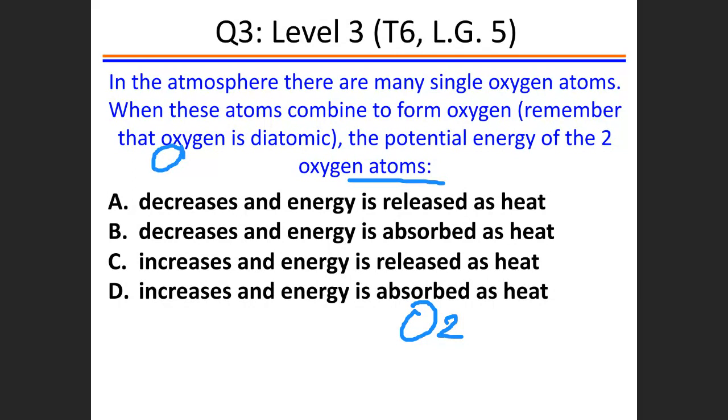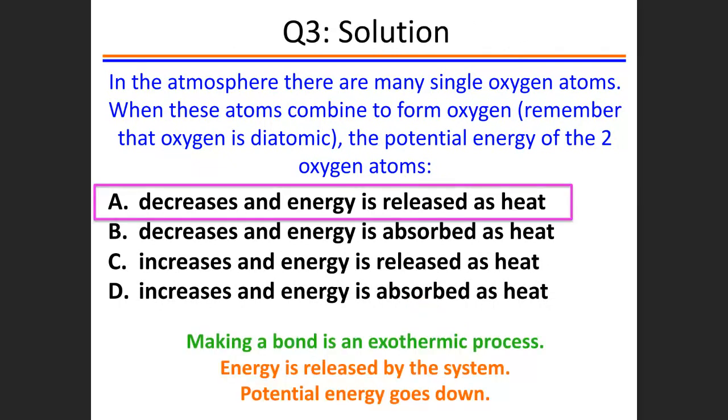Remember, when two oxygen atoms combine to form an oxygen molecule, the formation of the new molecule is exothermic. But the oxygen atoms are the initial state. So in that case, the energy decreases and is released as heat. Making a bond is an exothermic process. Energy is released by the system and potential energy goes down. So this kind of thing will repeat and repeat.